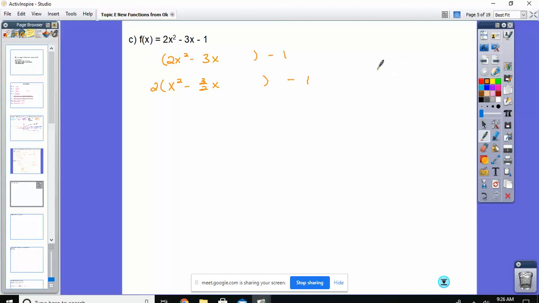So now you take your middle term, negative 3 over 2, divide that by 2 and square it. So negative 3 over 2 divided by 2 is negative 3/4. Squared would be 9 over 16. So I'm adding 9 over 16 here. You have to be very careful though. I can't just put minus 9 over 16 on the outside. Does anyone know why?